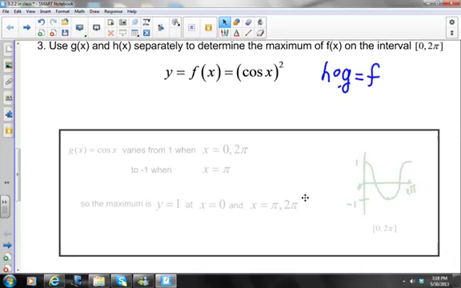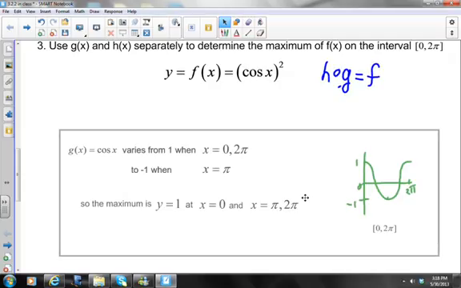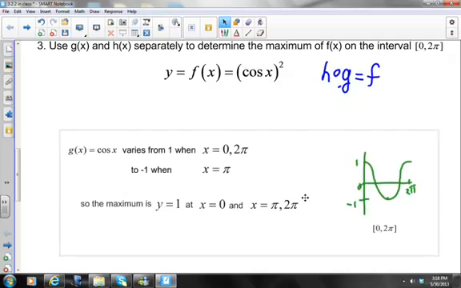First, we have that g of x is equal to the cosine of x. Well, we know that that varies from 1 when x is 0 and 2 pi to negative 1 when x is equal to positive pi. So, since that will ultimately end up being squared, the maximum value will be y equals 1, which occurs in 3 locations, at x equals 0, x equals pi, and x equals 2 pi. Here's simply the graph of y equals cosine of x.